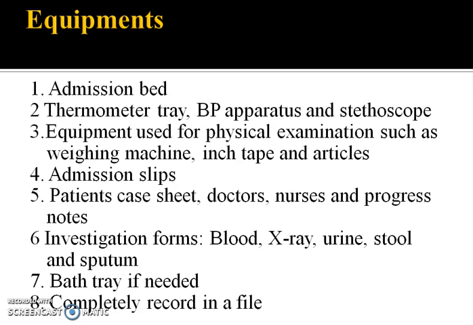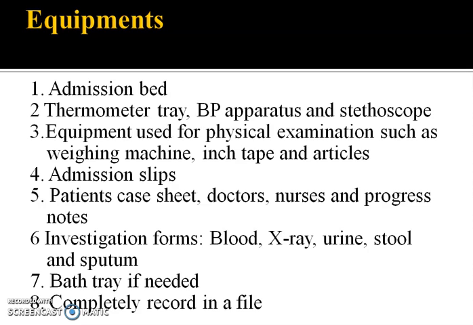So the vital signs are temperature, blood pressure, respiration, and pulse rate. These are vital signs. For taking these vital signs, we prepare a tray and keep it ready, which is called the vital sign tray. That tray contains a thermometer, BP apparatus, stethoscope, and a watch that we should have in our hand. So all these equipments are needed.